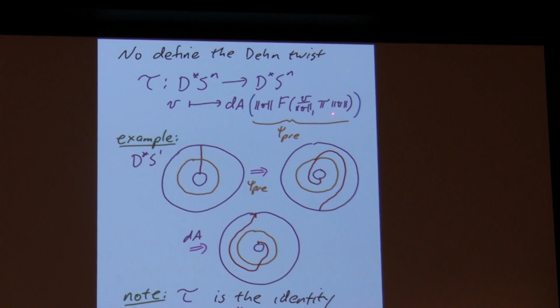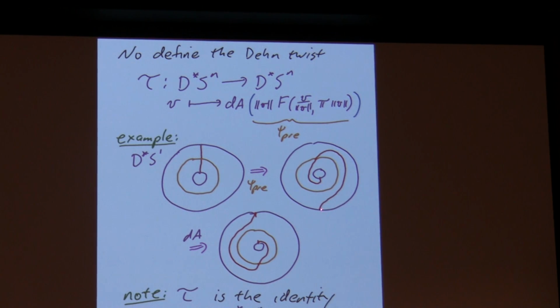If you're at the zero section, the length of v is 0. So I'm flowing for time 0. So I don't do anything. I stay where I am. But when I get all the way to the boundary of the unit disk bundle, I'm going to flow for time π, which means I flowed halfway around the sphere, right? Halfway around a geodesic. And in between, I'm flowing for less time, right?